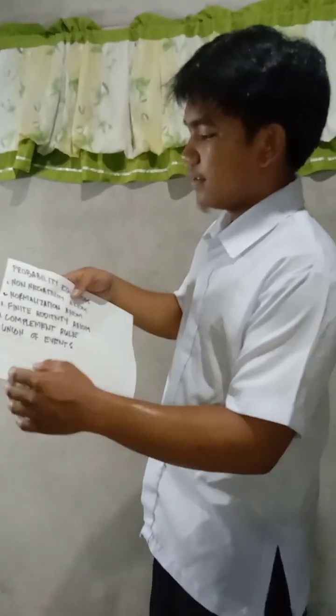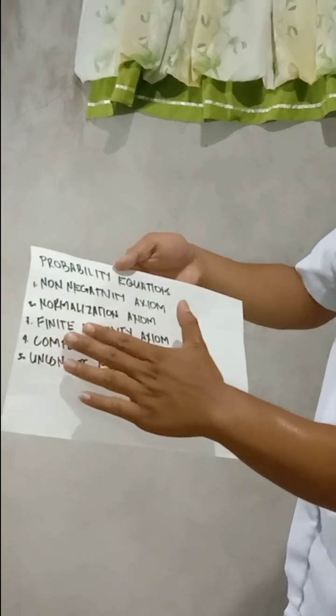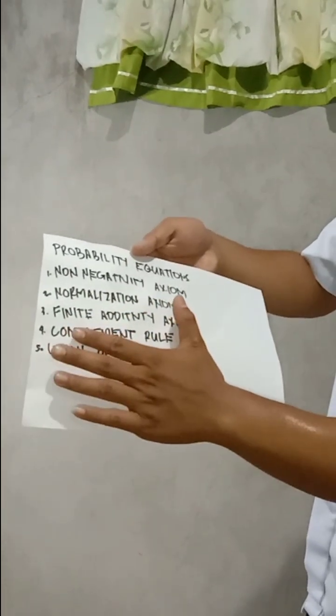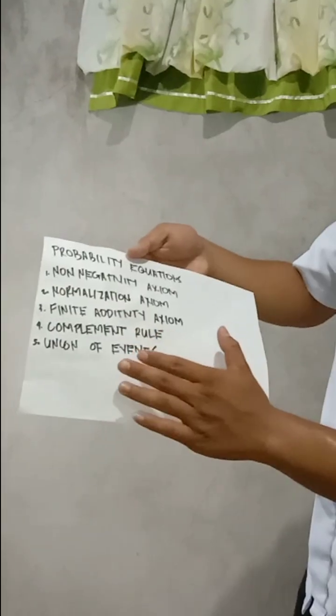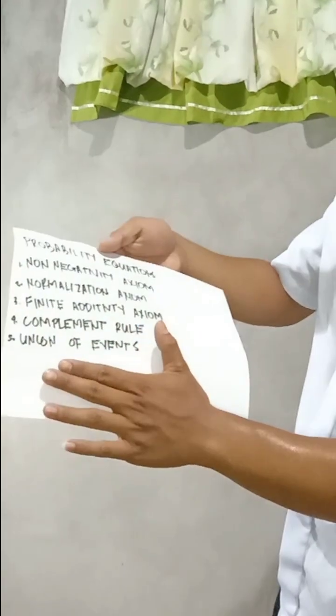Today, I will explain some fundamental concepts in probability, break down important equations, and give practical examples to help you understand them better. So, I have here the 5 examples that I will be discussing to you later. So, let's break them down. The number 1 is non-negativity axiom. Number 2, normalization axiom. Number 3, finite additivity axiom. Number 4, complement rule. And the last one is union of events.